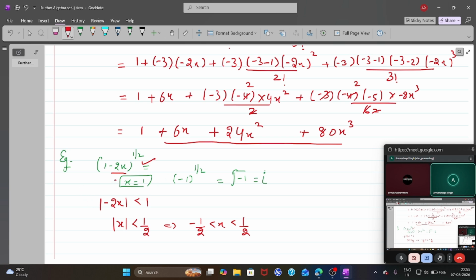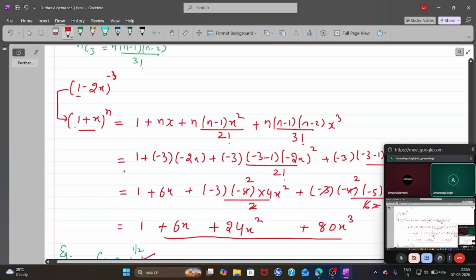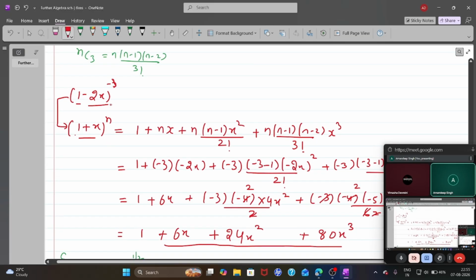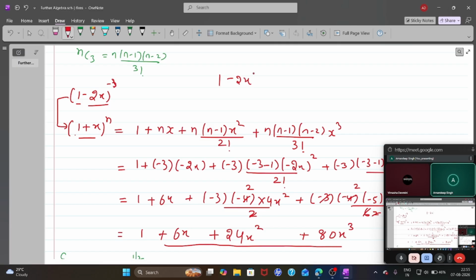I mean, every time you will take the modulus of this function and make it less than 1. Okay, so similarly for this question, maybe you will get the same answer, because if you put modulus of minus 2x less than 1, then you will again get mod of x less than 1 by 2, and x lies between minus 1 by 2 to 1 by 2.